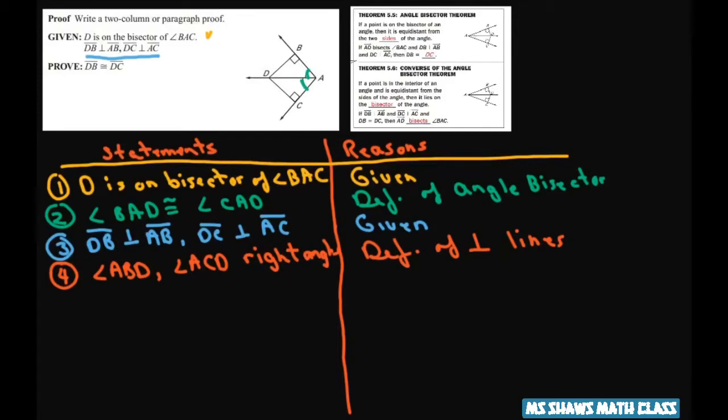Now, let's write that these two angles here, angle ABD is congruent to angle ACD. And that's just because all right angles are congruent.